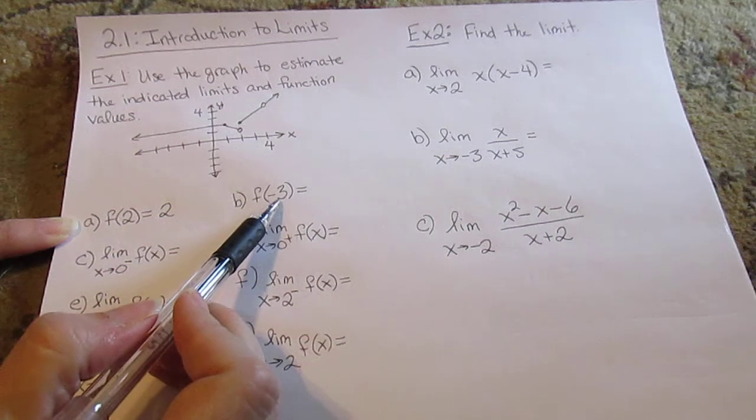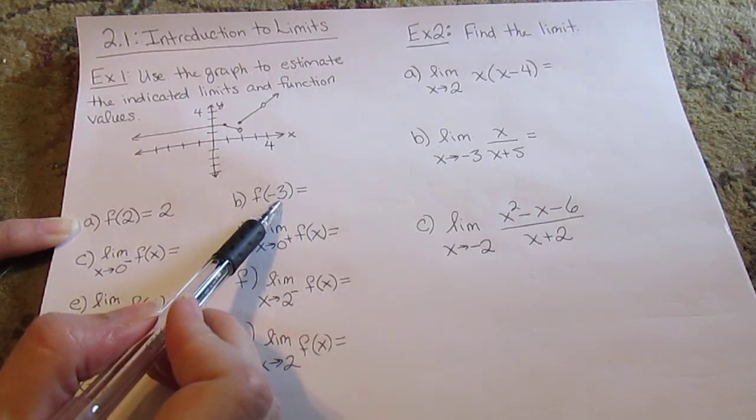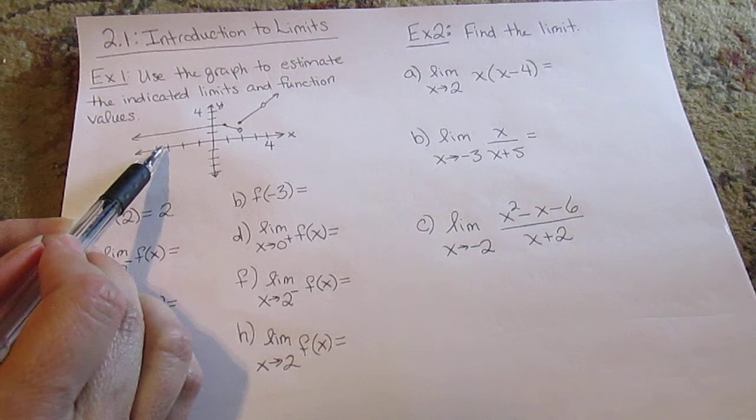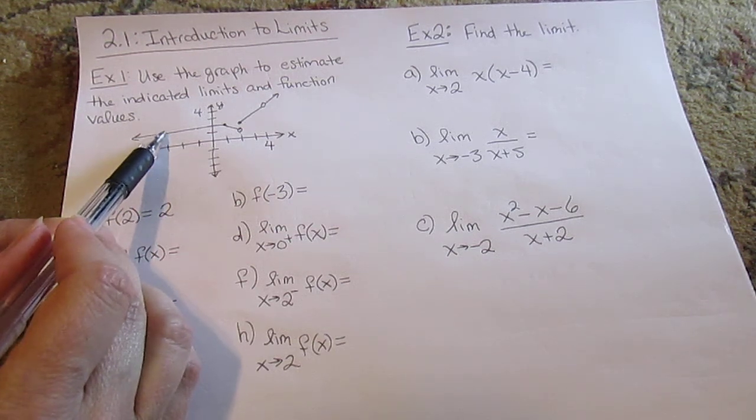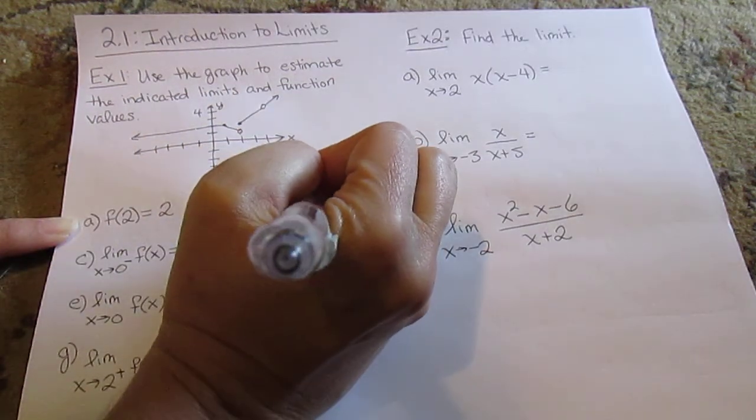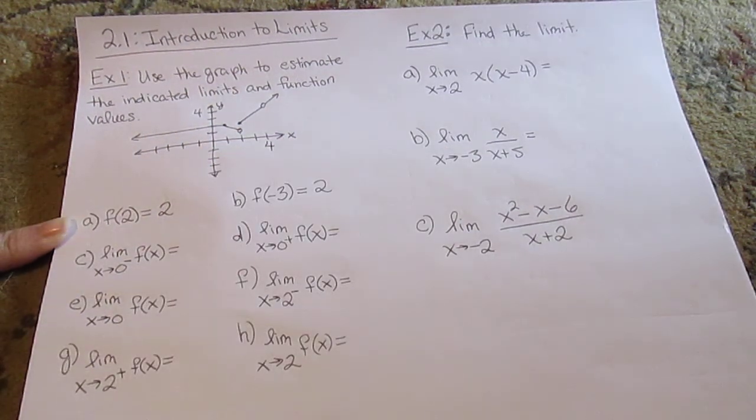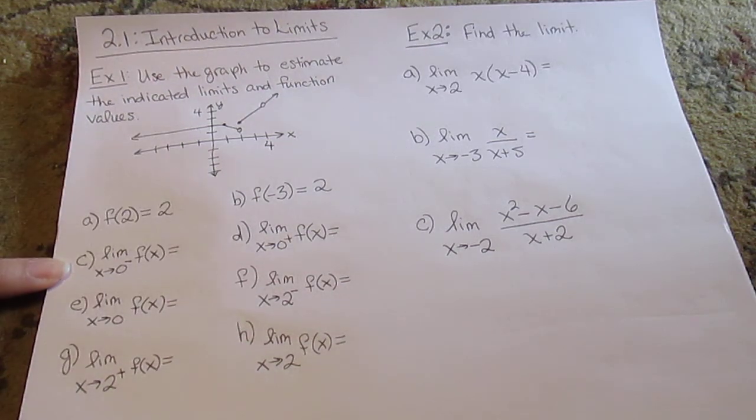Okay, do the same thing for this one. They're looking for the function value, and my x value is -3. So I go to -3 on my x-axis, go up to the function. The function value there, or the y value there, is 2. Okay, so that's all you're going to do for your function values. Then let's take a look at some limits.